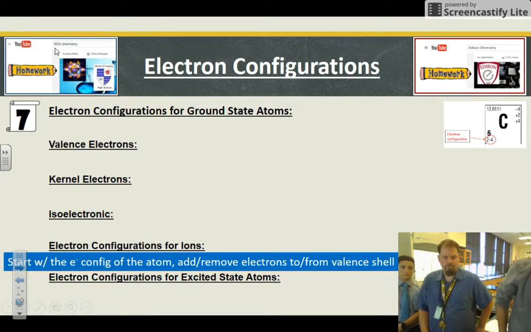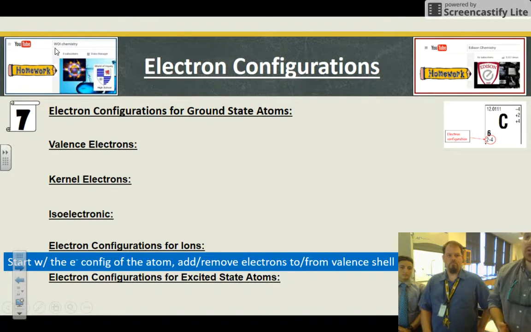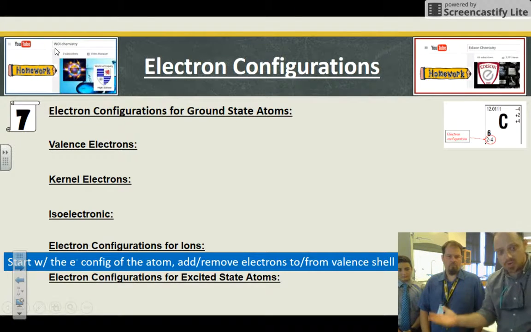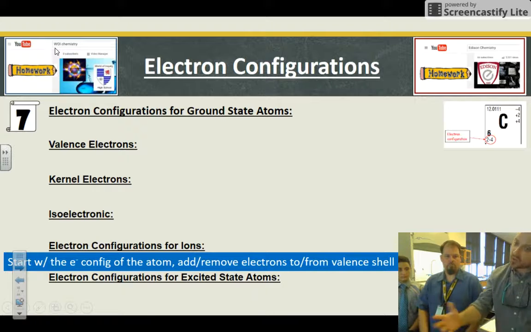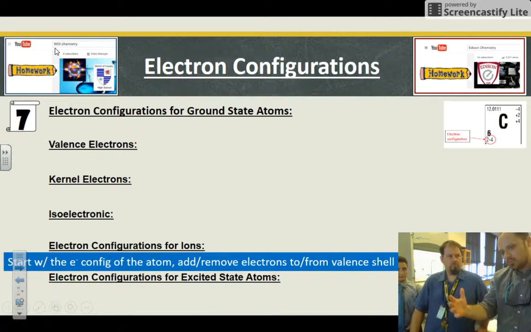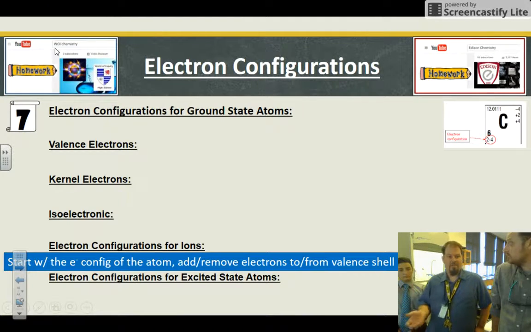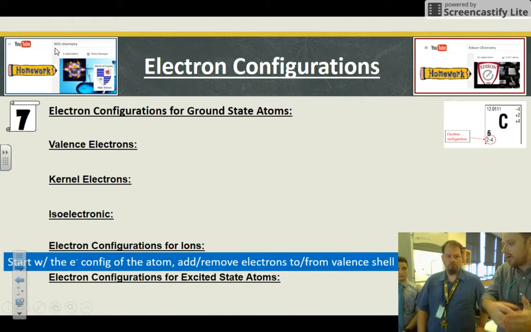Electron configurations for ions, we always start with the electron configuration for the atom, and then we add or remove electrons from the valence shell. If I add electrons, it's going to get bigger, and we show another electron in that outside shell and a negative charge for the ion. If I take an electron away, it usually gets a little smaller, and we have a positive charge in the top right corner. We only take from that last number or add to that last number, never in the middle. We can't steal an electron from the middle because they're protected by all the other ones.